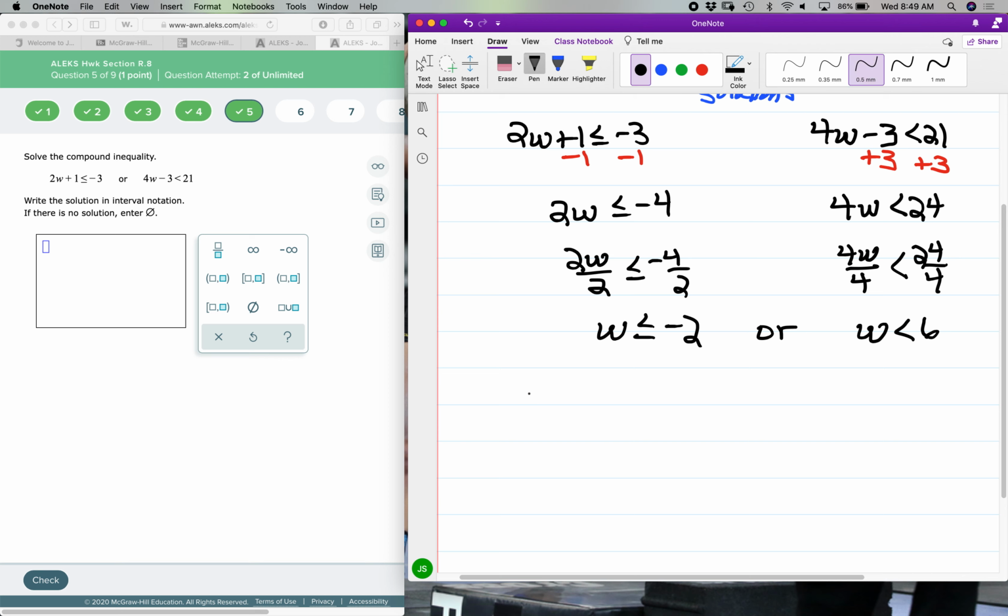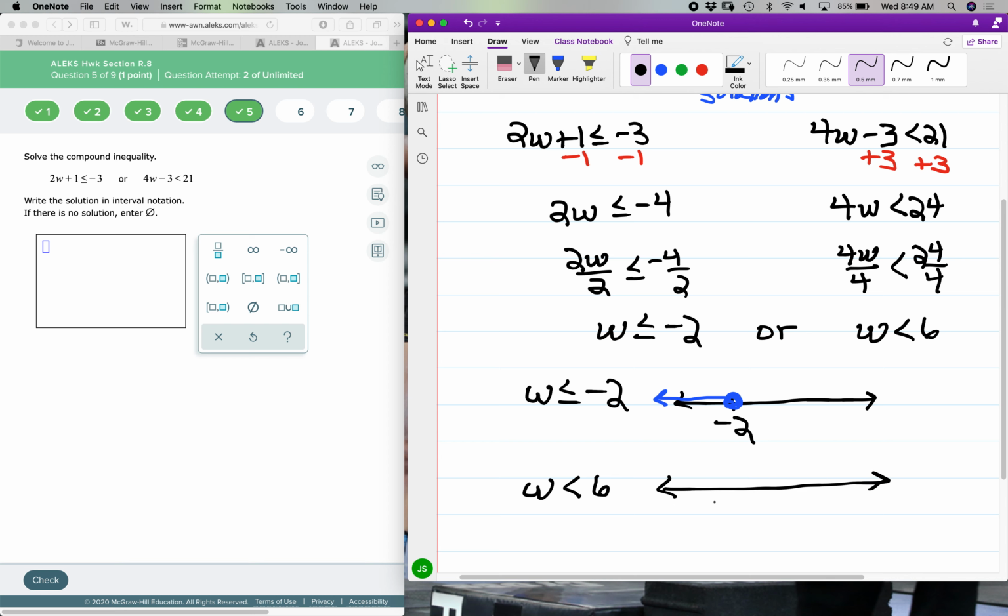Okay, and I'll just give you a little bit of visual here. Okay, so you have w is less than or equal to negative 2. So you would have a closed point on negative 2 with the ray going out to the left. You have where w is less than 6. Okay, so you have an open circle, meaning that 6 is not included.